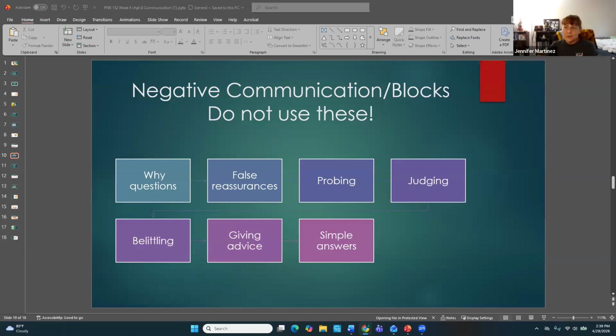And then try to avoid simple answers. Simple answers just feel like you're not paying attention to them. You're not validating their feelings. So if somebody has a question, knowledge is power, and we know that the more information somebody has, the better off they are going to be, and then be able to make that informed decision. So again, try to give them as much information so that they don't feel dismissed when you're talking with your clients.